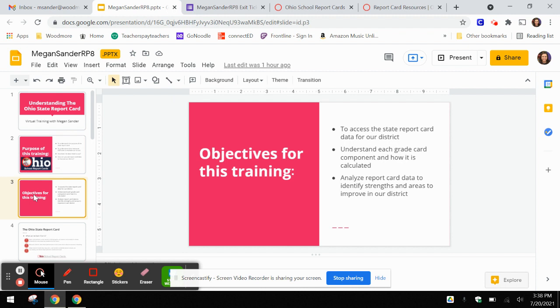I also want you to say, I can understand each grade card component. You're going to learn about the components and how they're calculated. I want you to understand this because that all plays into our overall grade. And the last thing I want you to be able to do is analyze report card data to identify strengths in our district and areas that we need to improve in our district. Because like I said, each of us plays a part in the report card grade.